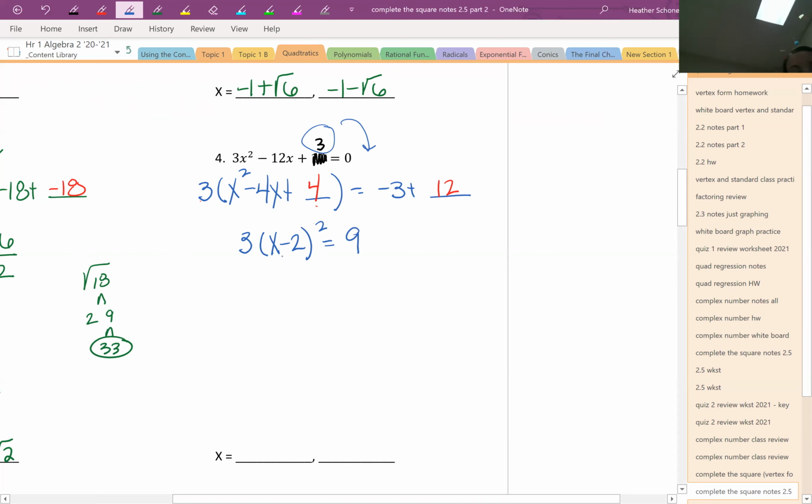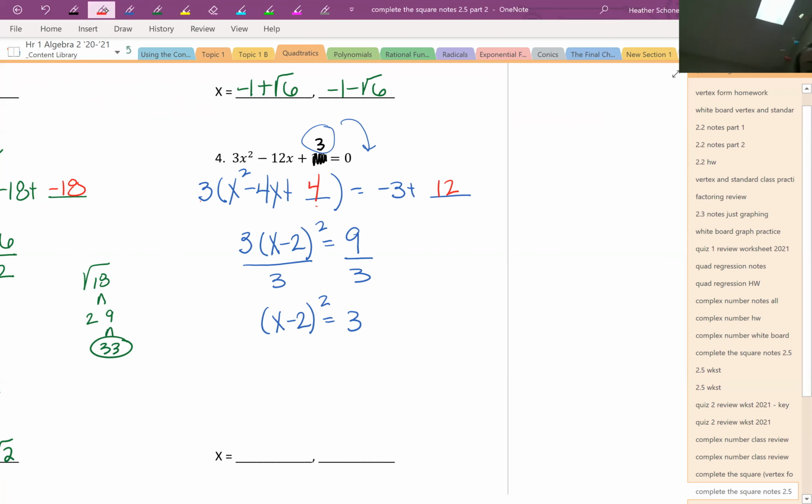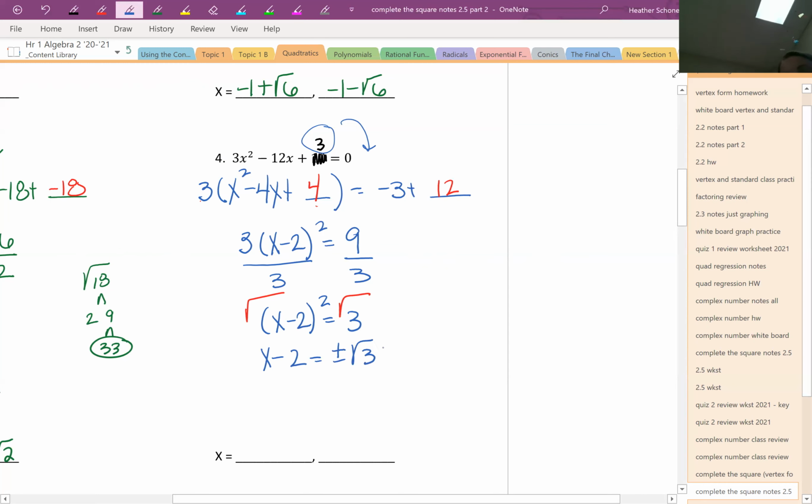I cannot take the square root until the radical is by itself. So I'm going to divide both sides by 3. So on this side, I have x minus 2 squared equals 3. Now I can take the square root of both sides. And over here, I get x minus 2. Over here, square root 3 won't simplify. So I get just plus or minus the square root of 3.